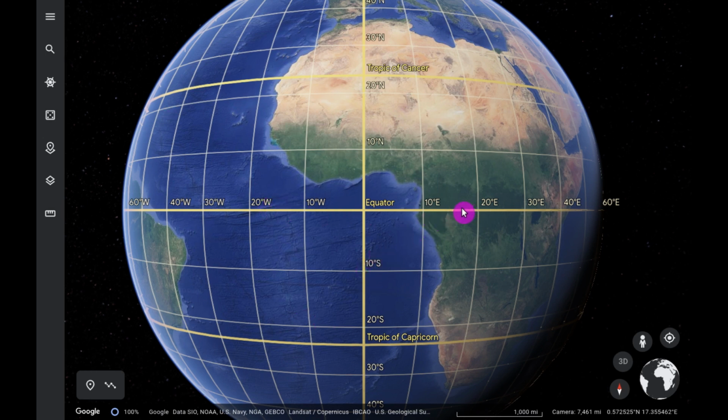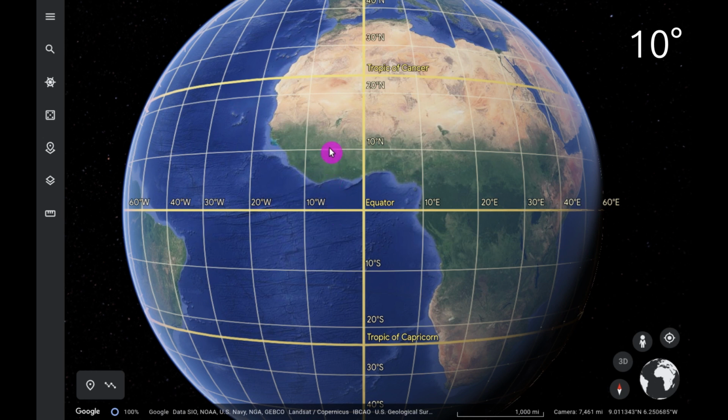We've got lines of latitude going from the equator. Here's 10 north, 20 north, the Tropic of Cancer, 30 north, 10 south, 20 south. And then we have lines of longitude, 10 west, 20 west, 30 west, 40 west, 50, 60 west, 10 east, 20 east. So right now we're looking at a 10-degree grid.